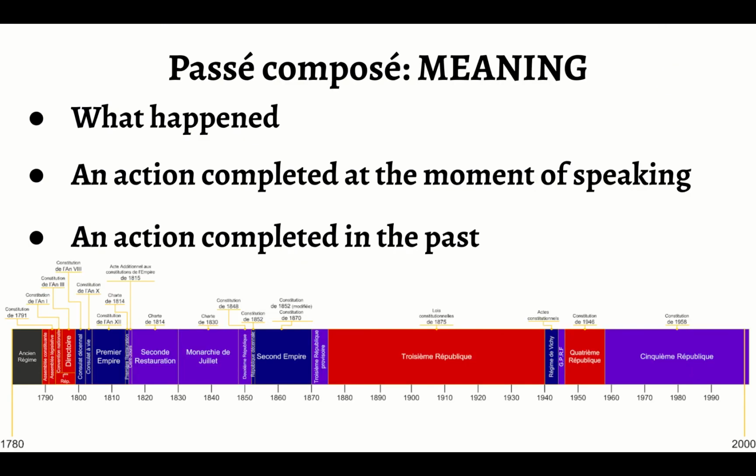So just to review the meaning of the passé composé. This is one of the past tenses in French. It describes what happened. It's something that is completed at the moment of speaking. It's something that's done and dusted, and it could be completed moments ago, but it's done and over, or it could be years in the past. That's why I've used a timeline here as an example. You really want to have in your head when you're using the passé composé that it is something that is finished.